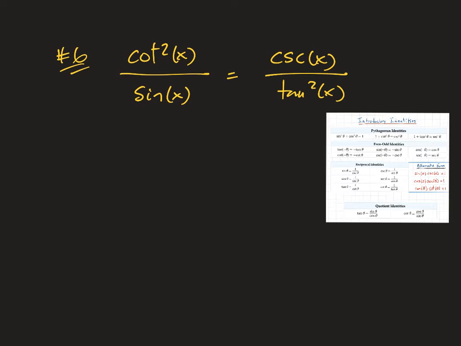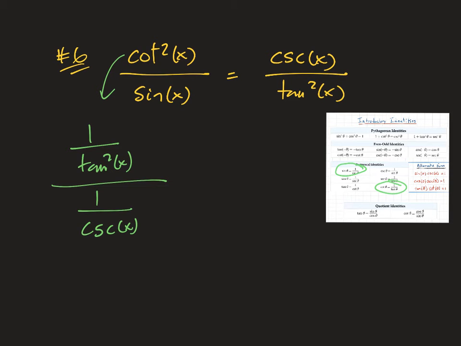In number 6, I think I'm going to have to use the reciprocal relationships again. I can write sine of x as 1 over cosecant x, which is right here. And I can write cotangent squared of x as 1 over tangent squared of x, and that is right here. So I'm going to make a complex fraction. I'm going to turn the numerator into 1 over tangent squared of x instead of cotangent of x. Right, I took this guy and did it here. And then the denominator, I'll make it 1 over cosecant of x.